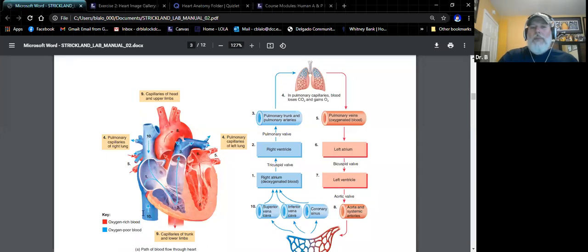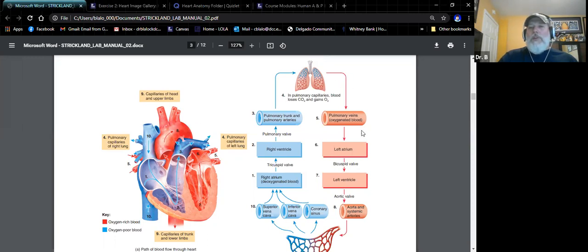So blood back from the body, right atrium, right ventricle, out to the lungs. Back from the lungs, left atrium, left ventricle, oxygenated blood out to the body.